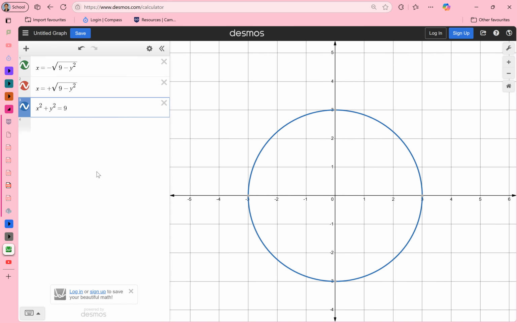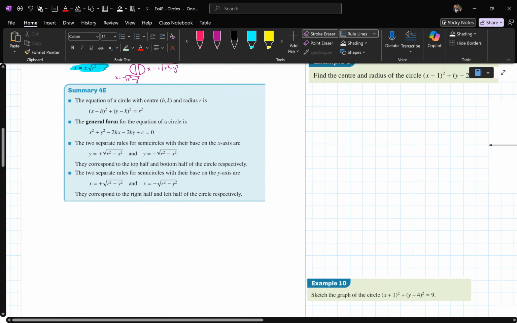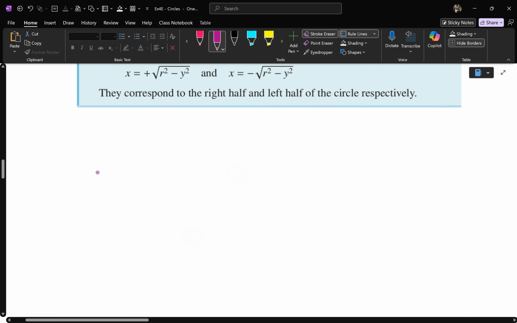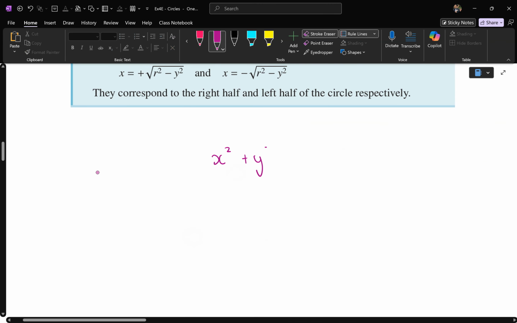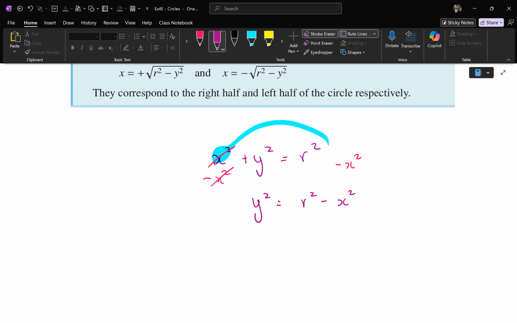Okay, so if you're wondering how they got this semicircle equation, the proof is already here, or I can quickly show you. All it is is a quick rearrangement. x squared plus y squared is equal to r squared. If you move the x squared across, you subtract x squared on both sides. x squared minus x squared cancels out. You end up with y squared is equal to r squared minus x squared. And then to get y, you square root both sides, so you get the square root of r squared minus x squared.